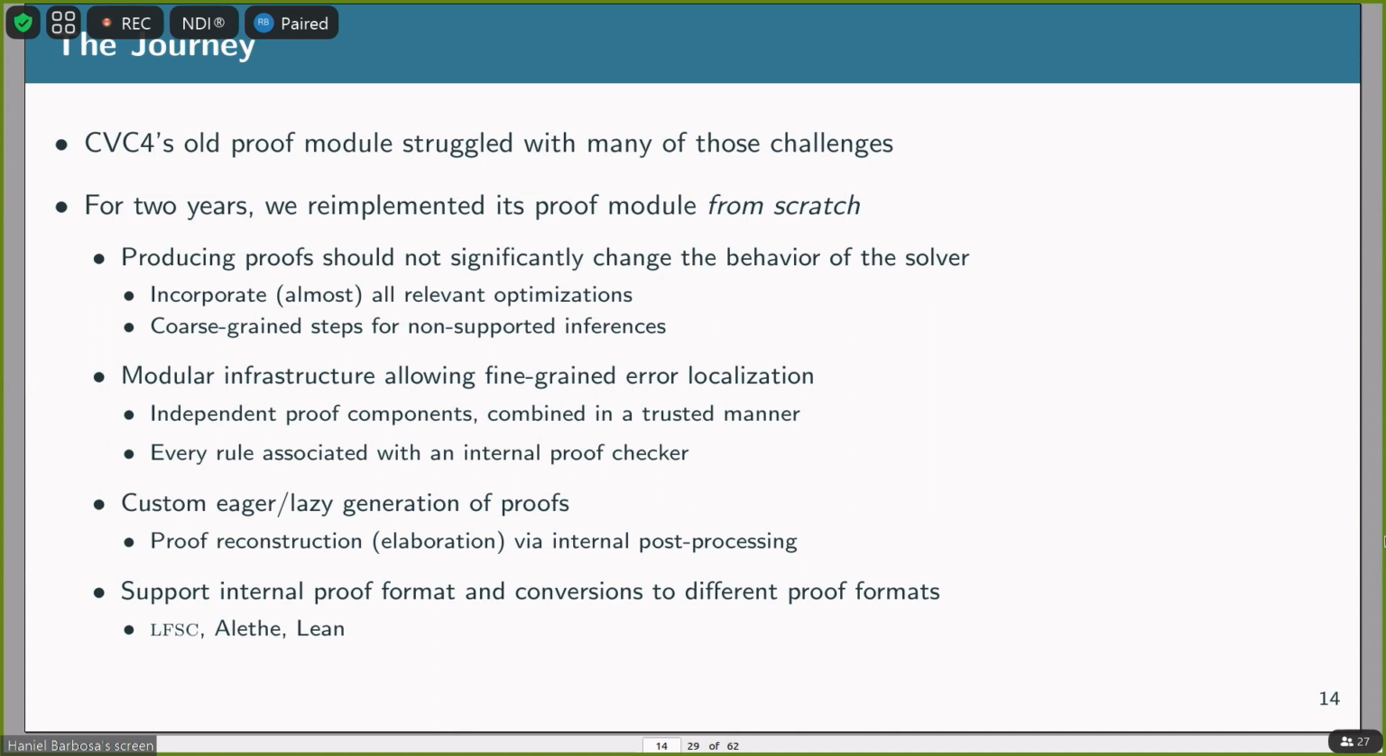Anyway, so we started from scratch, right? And there is a lot that goes into this, and we wanted to make our life easier, so we wanted to have a modular infrastructure. This gets a bit technical, maybe not as interesting. We have the capability, which is quite cool, of producing proofs both eagerly and lazily. The idea is that if you want to keep track of all the details of the proof as you're solving, it's hard, but you can just say, I'm going to figure this out later. I'm going to have an elaboration algorithm that's going to fill in the details afterwards. This would be lazy proof generation.